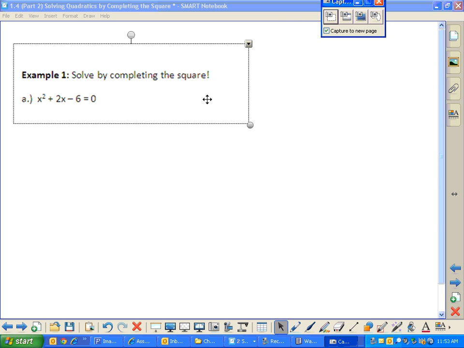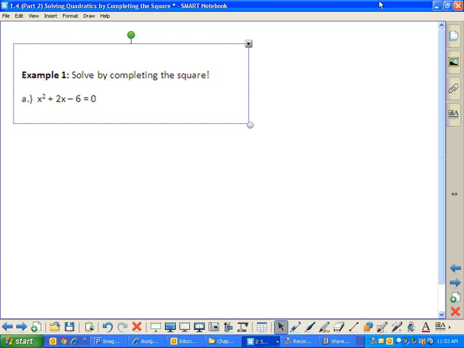Okay, in the first example here, what I want to go ahead and do with you is just solve by completing the square. Like I said, it's the worst method. You never saw this in Algebra 2. Doesn't matter what Algebra 2 class you came from, you've never done this before. So here's your first go at completing the square.